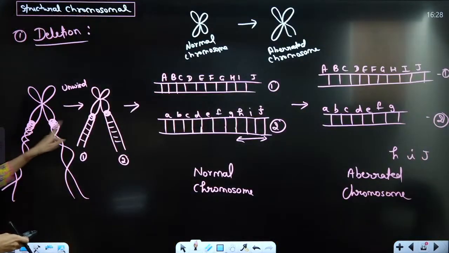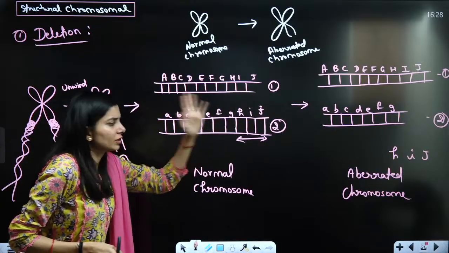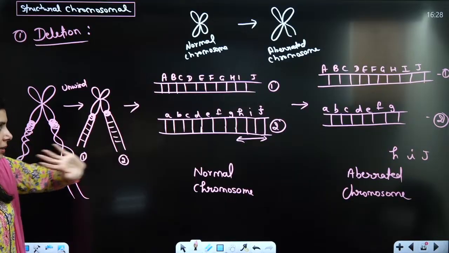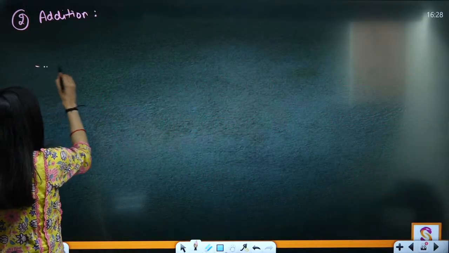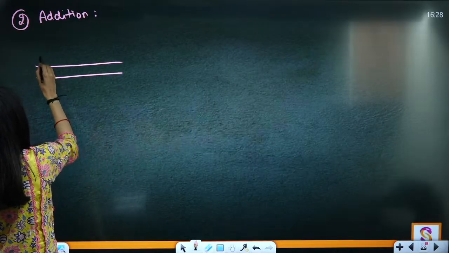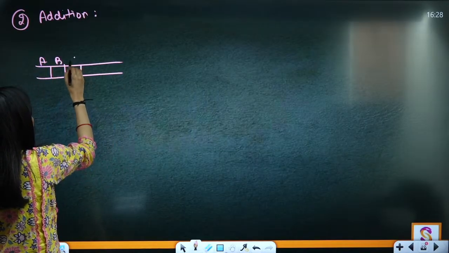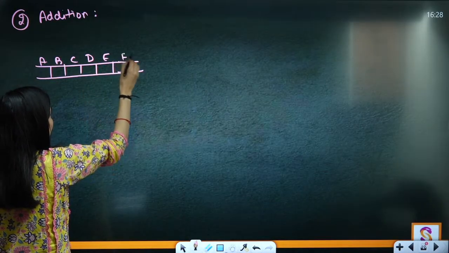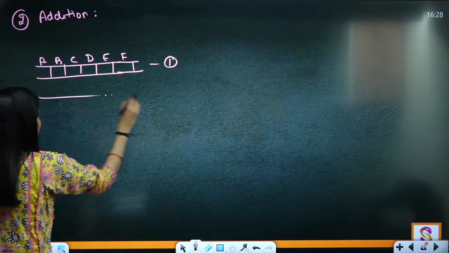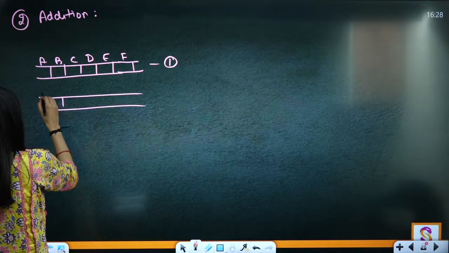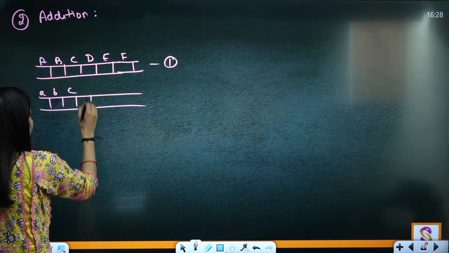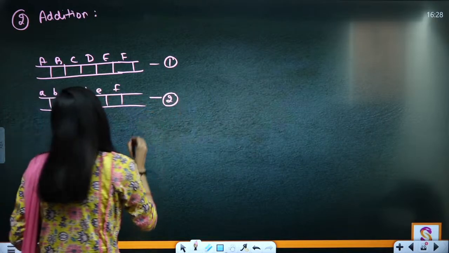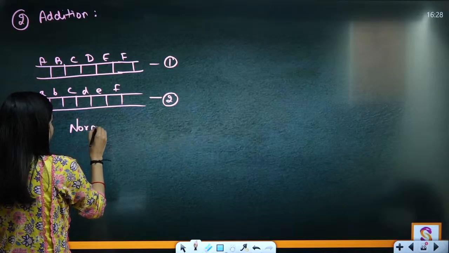Now, I'm not going to do the same. I will just take up this one only so that you can understand, because you have understood how it would happen. I'm just giving it a name. So, how will this happen? In case of addition, A, B, C, D, E. Let us suppose we also have F. This is from 1. A, B, C, D, E, F, and let us suppose it is from 2. Now this is the normal chromosome.